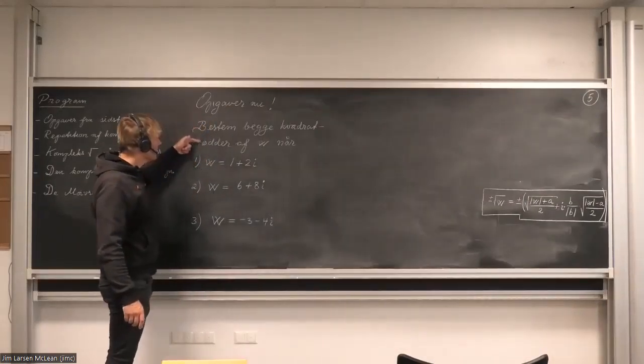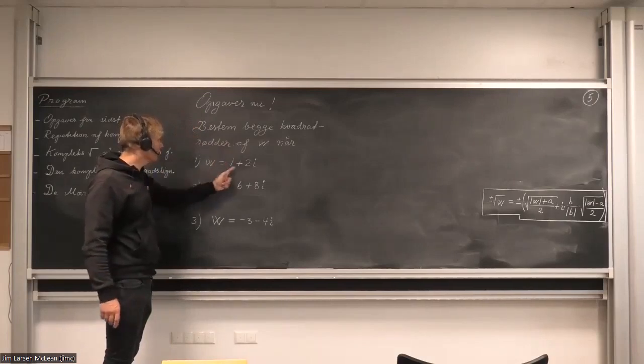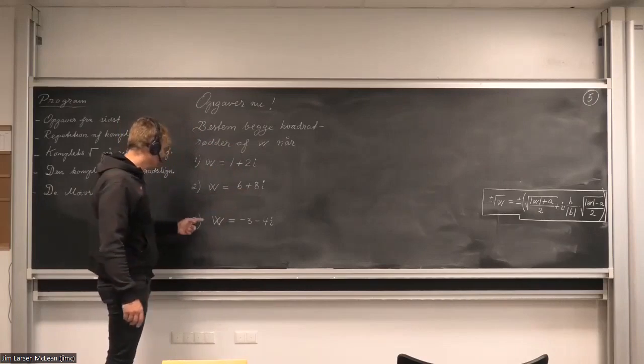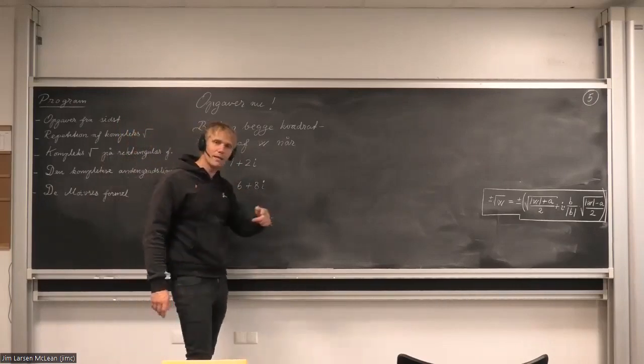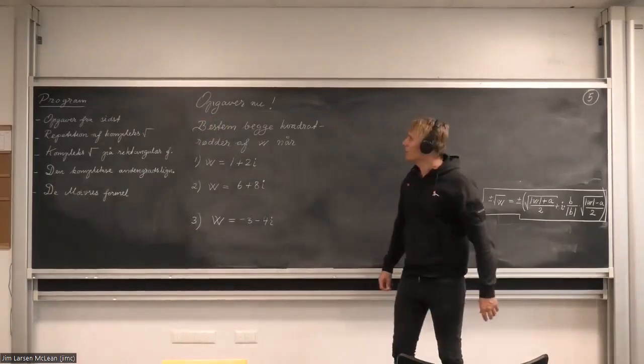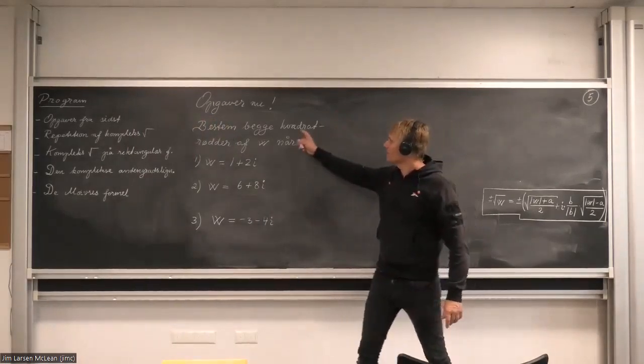Determine both square roots of w when w equals 1 plus 2i, or when w equals 6 plus 8i, or when w equals negative 3 minus 4i. We'll calculate these in class. Could you pause for a moment? We're ready. Let's work out the problems on the board.